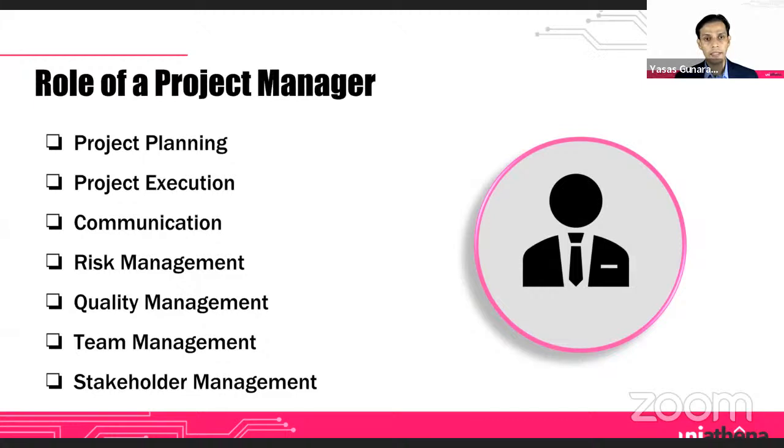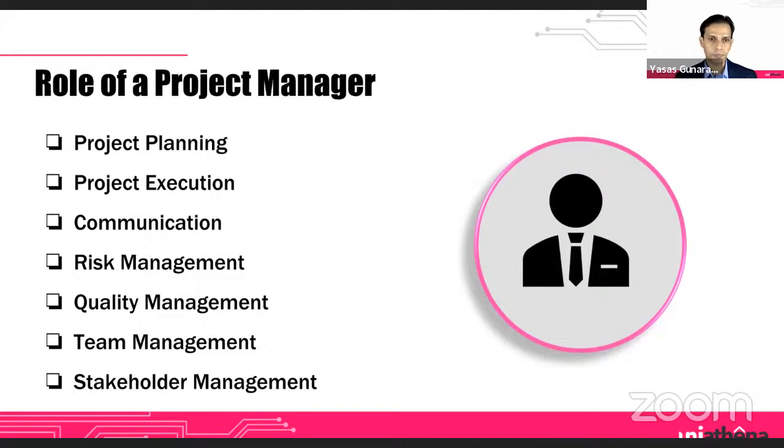Communication. As I said, I cannot reiterate enough that communication is very, very important, no matter who you are, as a project manager or a stakeholder or a project team member. Communication plays a vital role, because this is the only way that teams would pass a message across to each other. So communication is a big role of a project manager, whether it's to their team or to the stakeholders or the management.